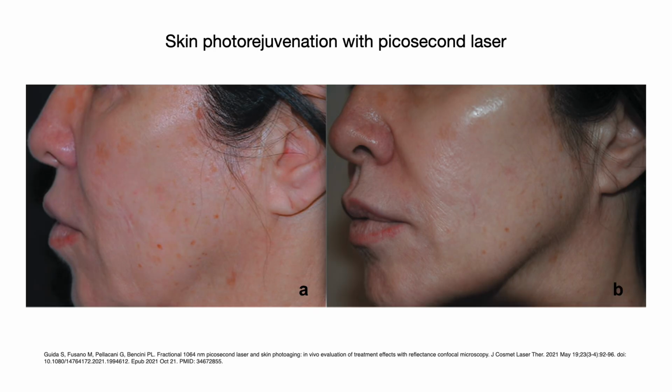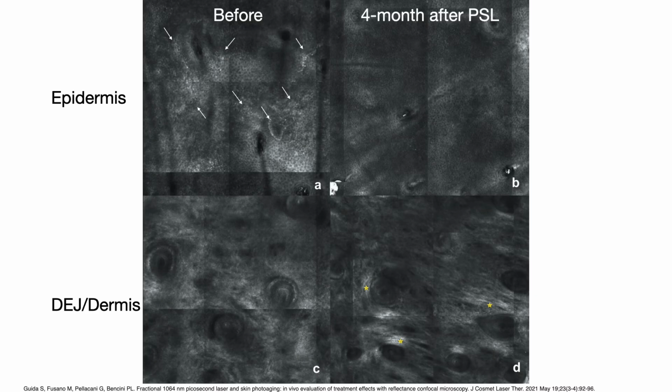Another application, in this case of confocal microscopy, is in the treatment monitoring of skin rejuvenation procedures. We can actually use RCM to visualize the collagen and variations in terms of collagen. So you see here the clinical pictures of a patient before and after skin rejuvenation with picosecond laser. And here you see the variations occurring in the skin before and 4 months after picosecond laser.